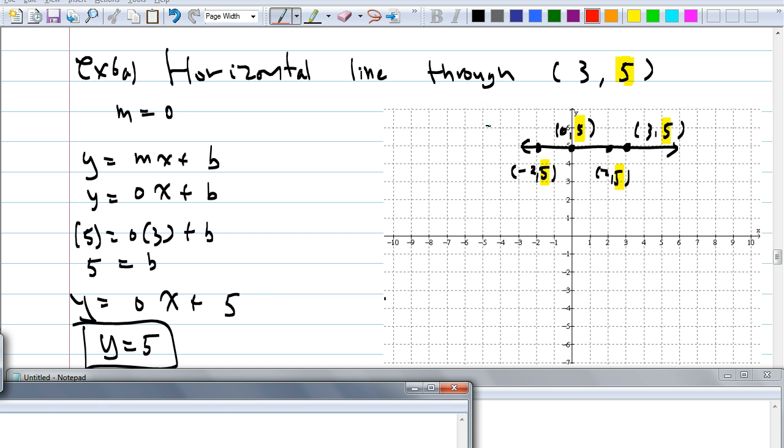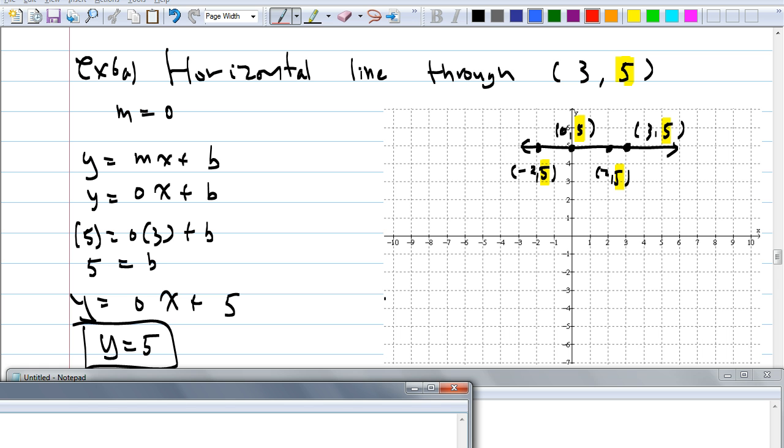Okay. Good. So Ryan asked, what if the point was like (3, 7)? What would the equation of this line be if it's horizontal? Y equals 7. Yeah, right? What if it's a horizontal line through (7, negative 200)? What's the equation of this line? Y equals negative 200, right? Does that make sense? All right, let's do one last one.